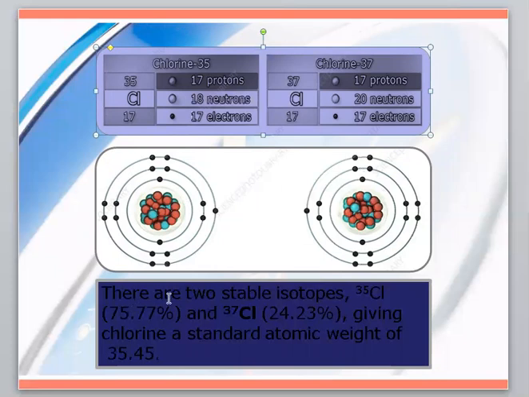In the atmosphere, there are two stable isotopes: chlorine 35, which is present at 75.77% in the atmosphere, whereas chlorine 37 is present at 24.23%, giving chlorine a standard atomic weight of 35.45.